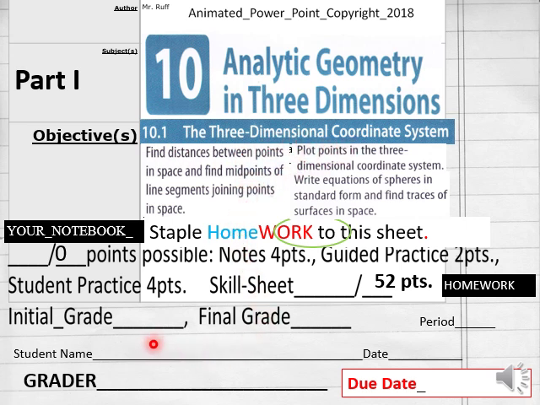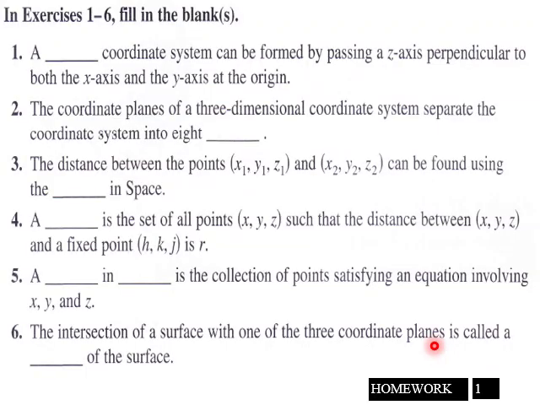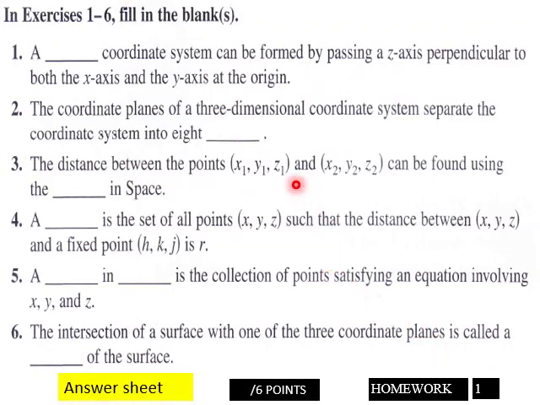Students in my classroom, name, date, period. If you're a homeschooler or onliner, put your due date here. And page 1 of our homework is fill in the blanks here. You got questions here, fill in the blanks. Go back into your notes, into your classwork. These will be easily discovered. You got 6 points here, page 1.